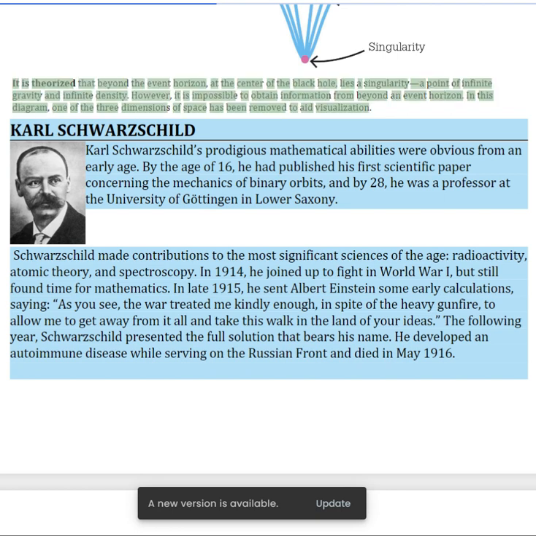It is theorized that beyond the event horizon, at the center of the black hole, lies a singularity, a point of infinite gravity and infinite density. However, it is impossible to obtain information from beyond an event horizon. In this diagram, one of the 3 dimensions of space has been removed to aid visualization.